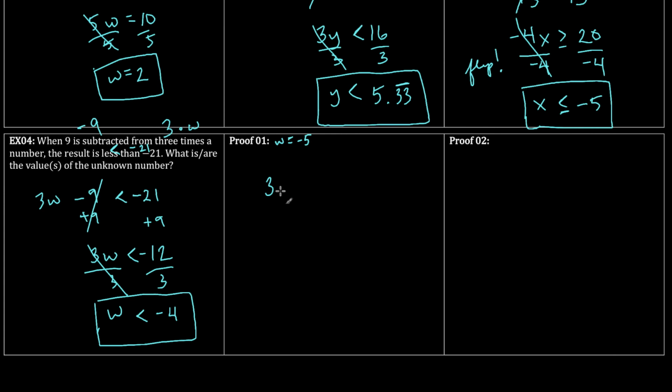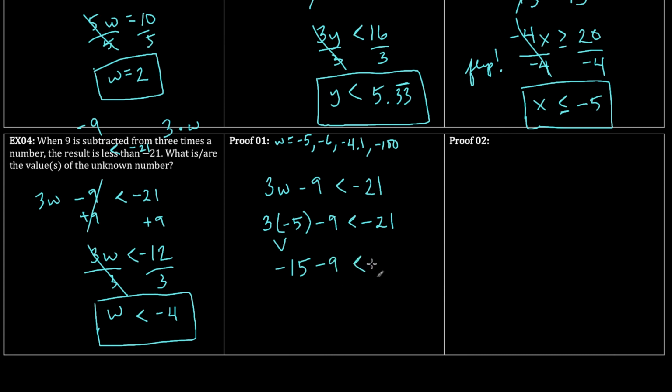I'm going to write my original inequality. Instead of w, I need to put a number less than negative 4, because w is any number less than negative 4, such as negative 5. It can also be like negative 6, negative 4.1, negative 100. It can be all of these. I'm going to use negative 5. 3 times negative 5 minus 9 should be less than negative 21. So that's negative 15, and that gives me negative 24 is less than negative 21. And that is, in fact, correct.